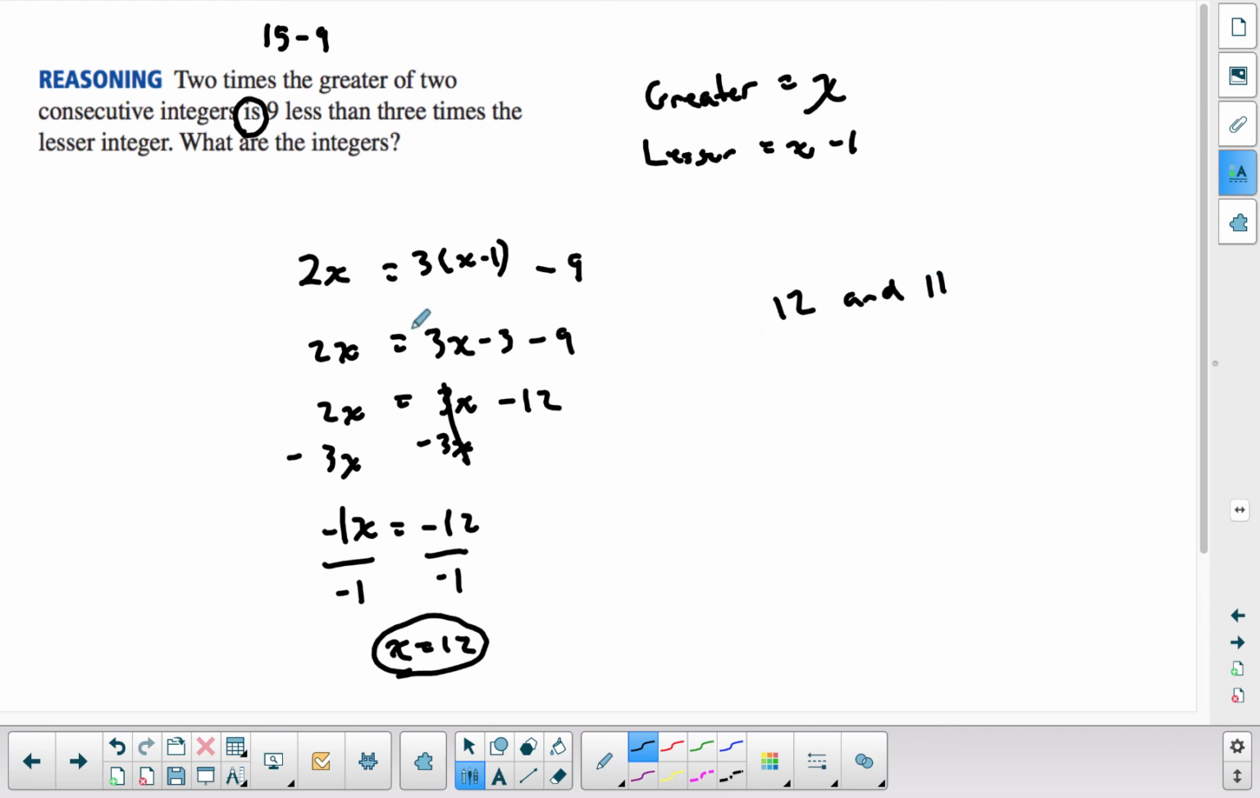And if I actually plug that in here, 2 times x, remember I said x is 12. 2 times 12 is 24, and then 12 minus 1 is 11. 11 times 3 is 33, and they said 9 less than, so that's the 24 right there. So 33 minus 9 would be 24. It checks out.